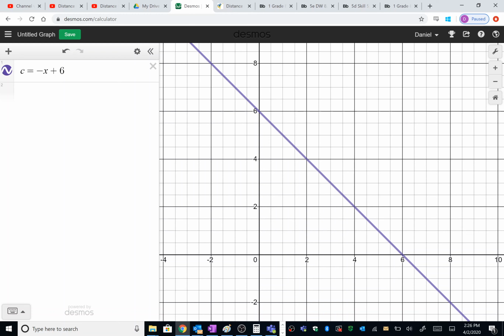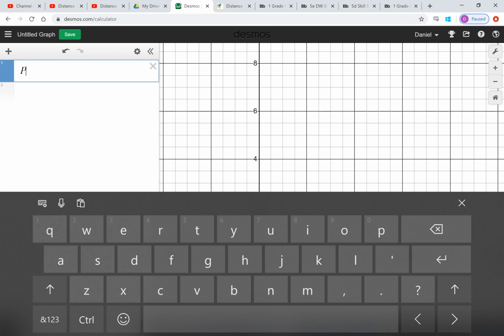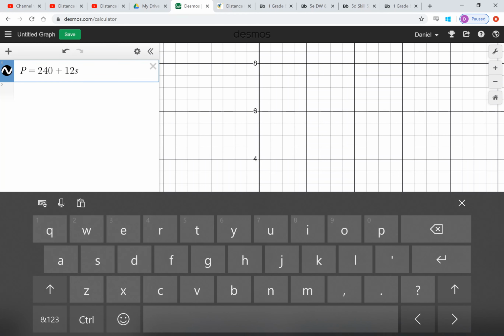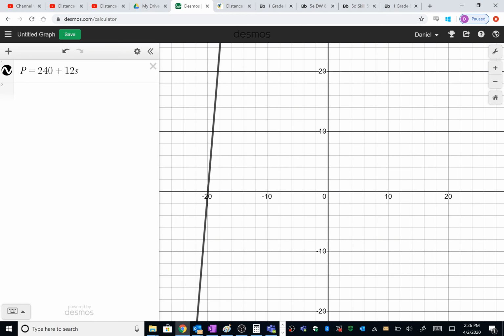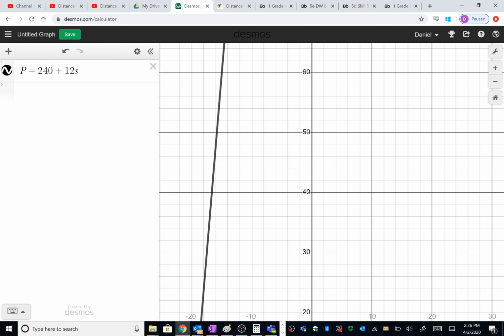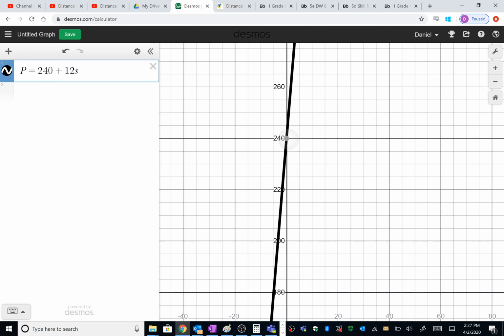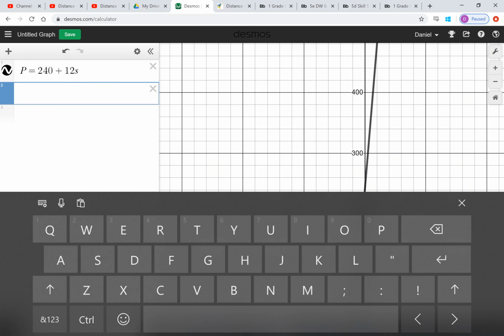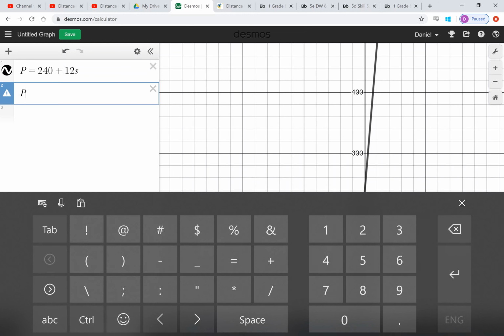Okay, so we had our first equation as the price equaling 240 plus 12S. Now, Desmos is really cool because Desmos does not care if your equation's in slope-intercept form. Desmos can graph just about anything. Okay, so we've got our point at 240 like we should, and continuing on in the same direction that we're used to. We also need to do price equals 18 times the number of sweatshirts.